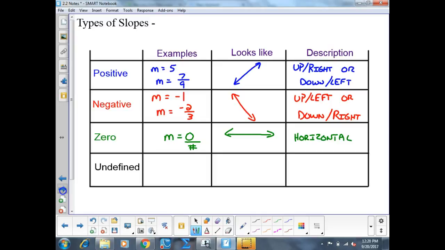Undefined slopes would be where we divide by 0. And that's what makes it undefined. Can't divide by 0. Okay? What's the description of an undefined slope? Vertical.